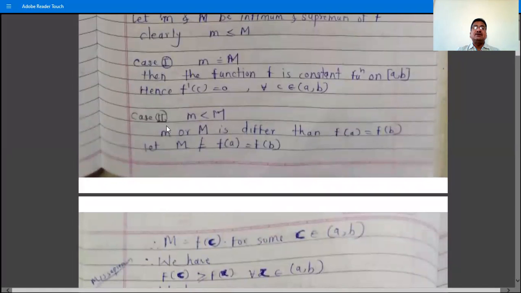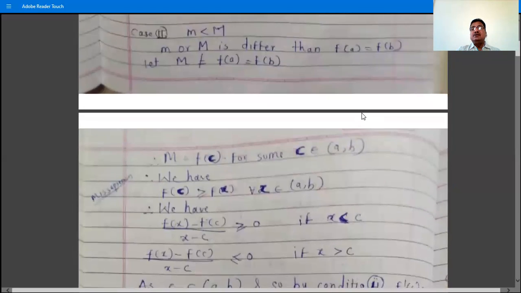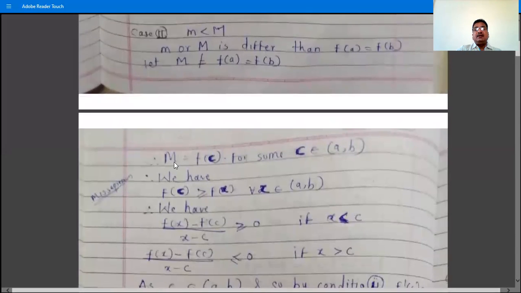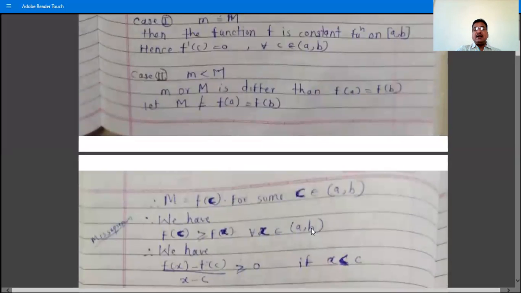Okay. The second case: suppose small m is strictly less than capital M. Then what happens? We are given f(a) is equal to f(b). If both m and M were equal to f(a) or f(b), then small m would equal capital M. So small m strictly less than capital M means that small m or capital M differs from f(a), which equals f(b). Let us suppose capital M is not equal to f(a), which equals f(b), and then suppose there exists another point c belonging to the open interval (a, b) such that capital M is equal to f(c).